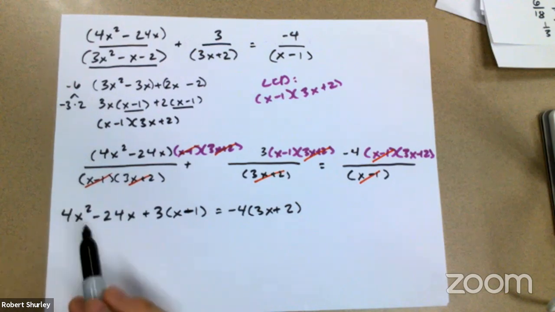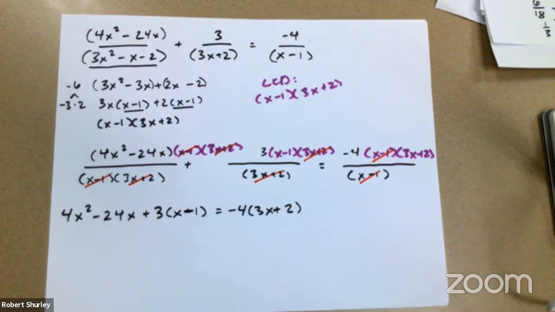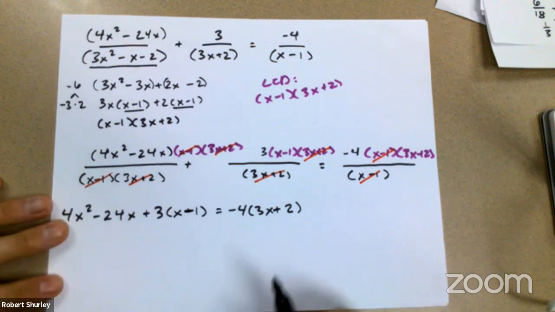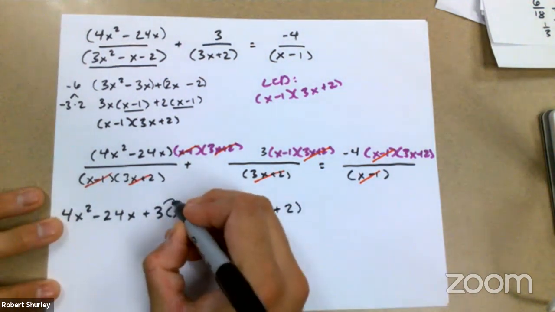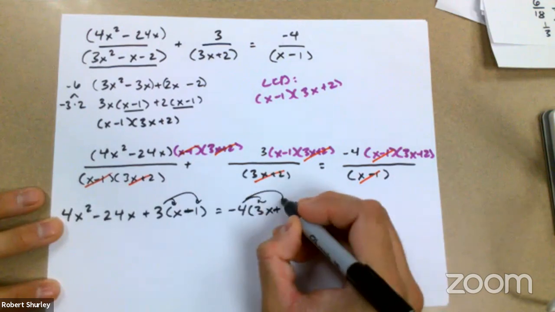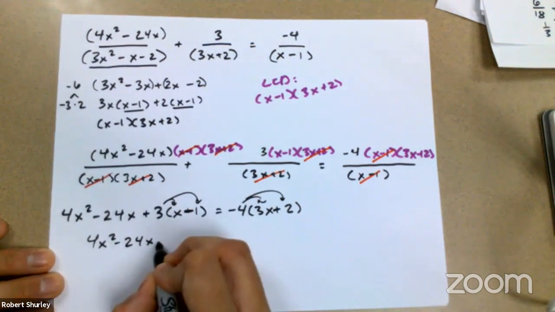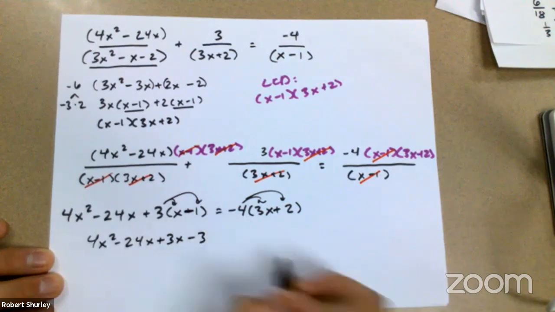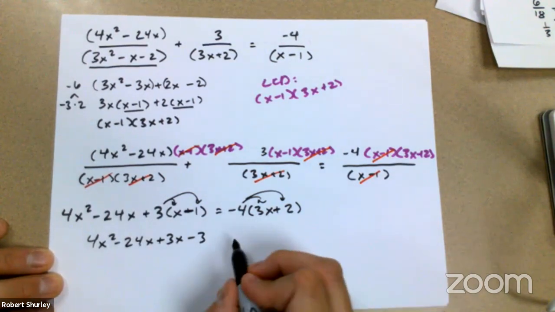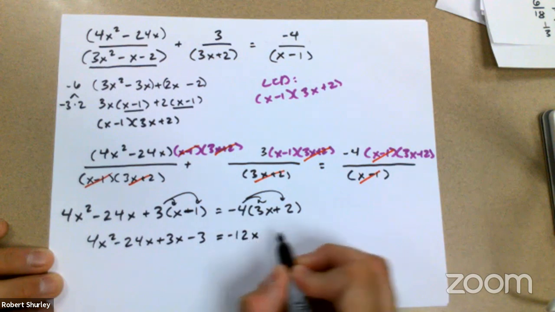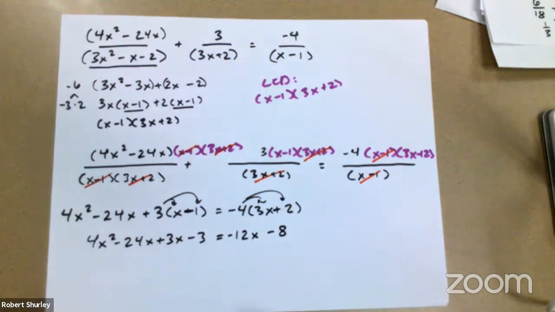We're going to have to solve by factoring here. Any questions before I keep rocking and rolling? So let's distribute. We have to use parentheses if we're going to solve. So we get 4x squared minus 24x plus 3x minus 3 equals negative 12x minus 8.